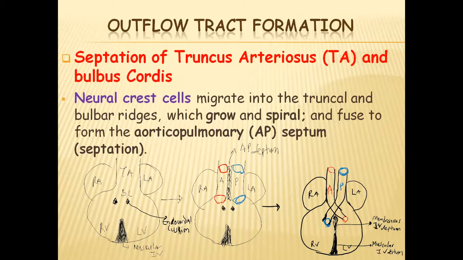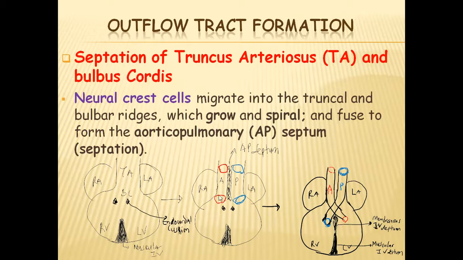In this diagram, we have our right ventricle and our left ventricle. We also have our right atrium and left atrium, and dividing the right ventricle from the left ventricle we have our muscular interventricular septum. The outflow of both ventricles is our truncus arteriosus. And we also have our bulbus cordis here, which is going to form the smooth part of the right and the left ventricle. So our goal here is to divide the truncus arteriosus into two so that we can have the aorta coming out from the left ventricle and the pulmonary trunk coming out from the right ventricle.